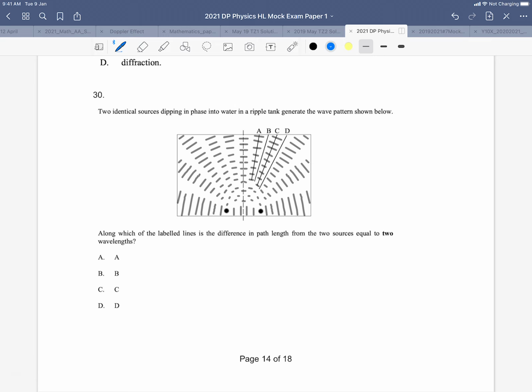Two-source interference, identical sources dipping in phase into water. Along which of the labeled lines is the path difference from the two sources equal to 2 wavelengths? Well, we know right in the middle we have 0 path difference, right? And then at A, where we have our first maximum, there we have 1 full wavelength of path difference, and at C we have 2 full wavelengths of path difference, right? So 2 wavelengths is C. At B and D we have 1.5 and 2.5. We have destructive interference at B and D.